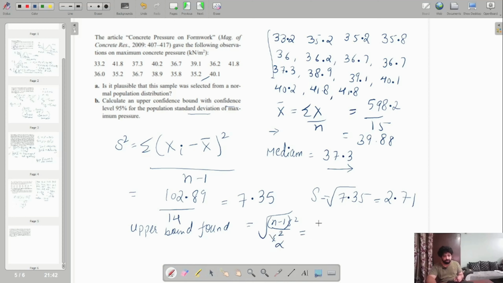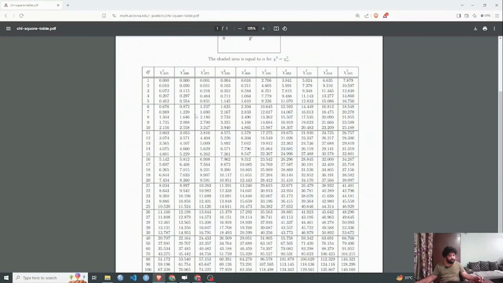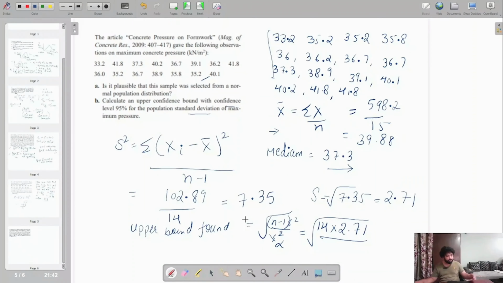All right. So this is going to be 14 into 2.71, and here I have to write down the value for chi square. So I'll just go and see this value from the table. So I have already come to the table. Here I have value of 14, and this is going to be 5%, that is 23.685. So I will just go to open board and I will add here 23.685. Once you solve this, you will have your upper bound.